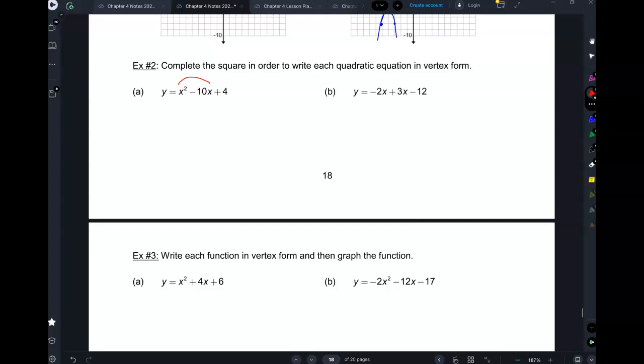Now, do you remember how before we were moving the constant to one side and working on left and right? This time, we're going to keep everything on the same side. So here's what we're going to do. We're going to do y equals x squared minus 10x plus a number, right? And then here we have plus 4. Now, I just added a number. How do I undo it? Here it's going to be minus that same number.